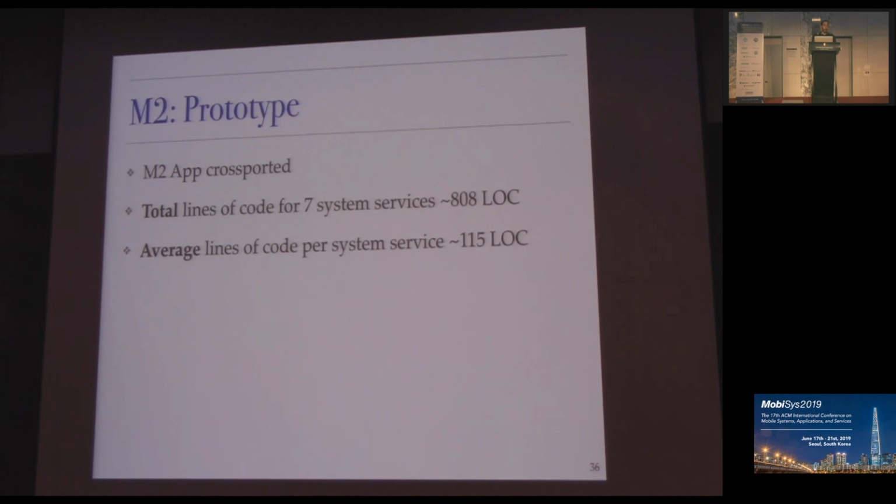Cross-porting the M2 app on different platforms was easy. The majority of the code for the M2 app was platform independent, with the exception of device data handling code. The total lines of code for the 7 modified system services was about 800, and the average was only 115 lines.